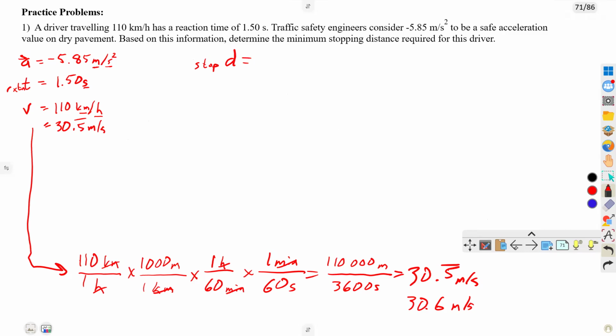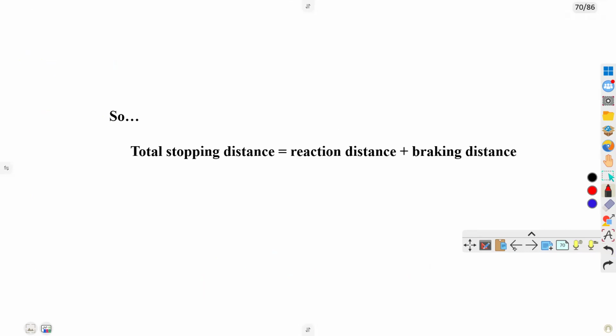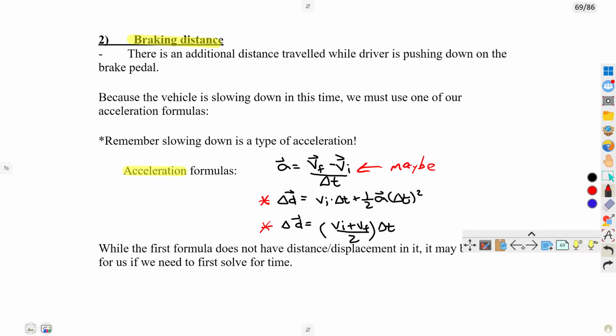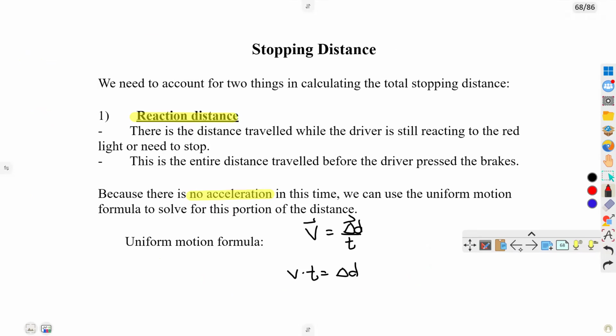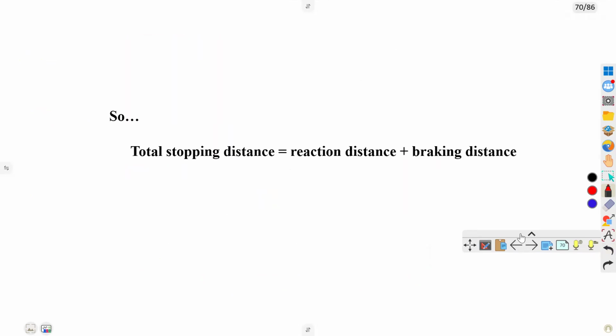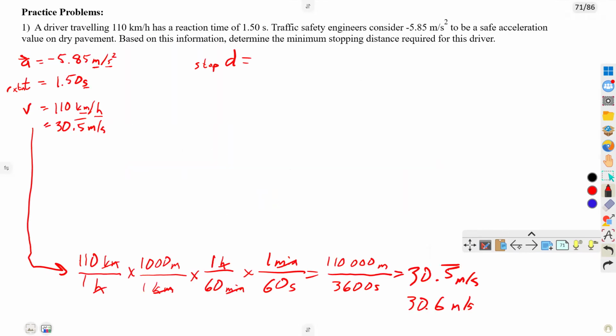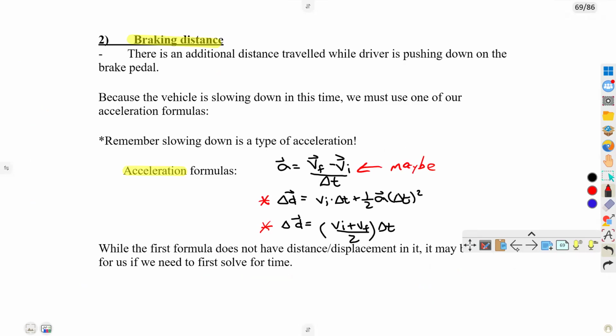is going to equal. All right, well, let's go back and take a quick look at our reaction distance formula. Reaction distance, oh yeah, it's going to be velocity times time. So coming back up here is the velocity times the time. We're going to add to that our distance traveled in acceleration.